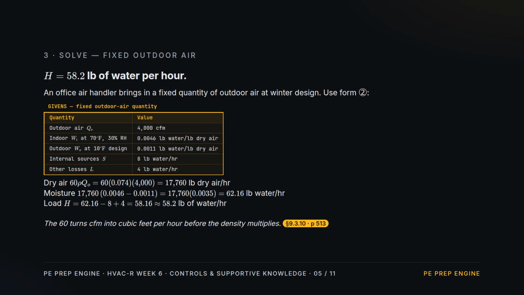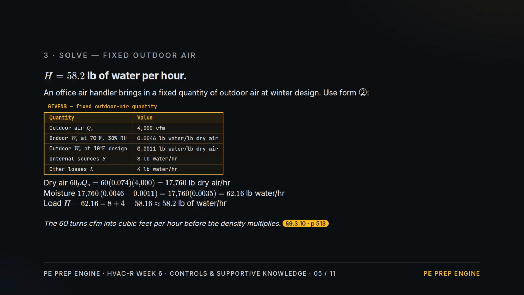Solve: the fixed outdoor air form. An office air handler pulls 4,000 CFM of outdoor air at winter design. Indoor humidity ratio is 46 10,000ths. Outdoor is 11 10,000ths. Internal sources are 8 pounds an hour, other losses 4.